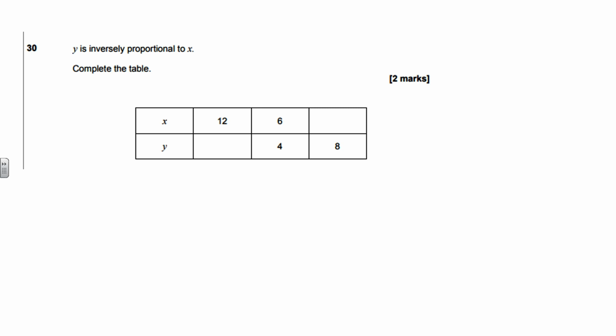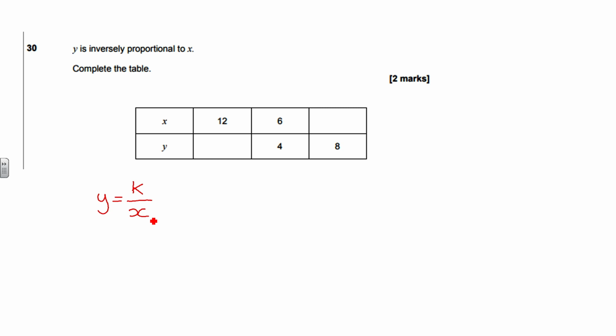Question 30. Y is inversely proportional to x. Not often you see this on foundation papers. Inversely proportional basically means that y is equal to some number divided by x. That's what inverse proportion means. Direct proportion means it's a number times x.